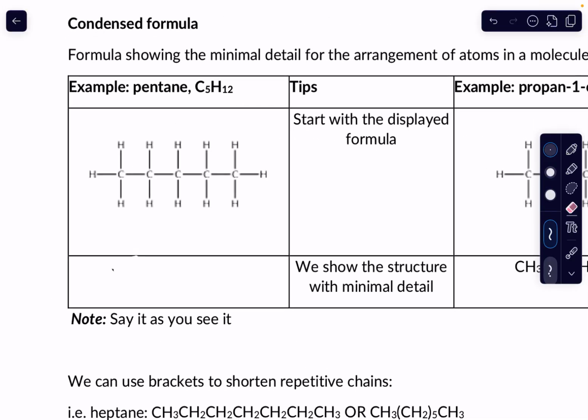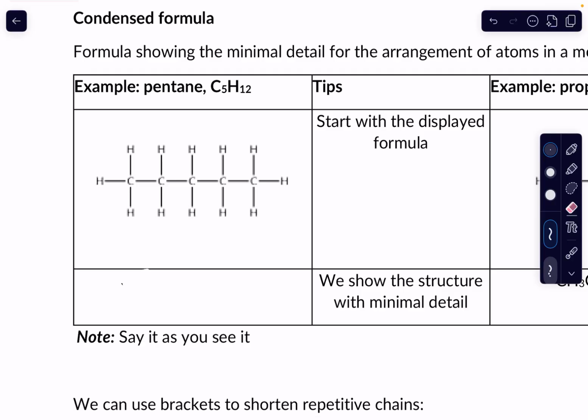You can see here I've started with pentane. It's got 5 carbons. Double it, add 2 is 12. That works out. On a displayed formula, pentane is a straight chain, ane, no double bonds, so it's just going to look like this. Now, to do a condensed formula, what we're going to do is we say it as we see it from the C.